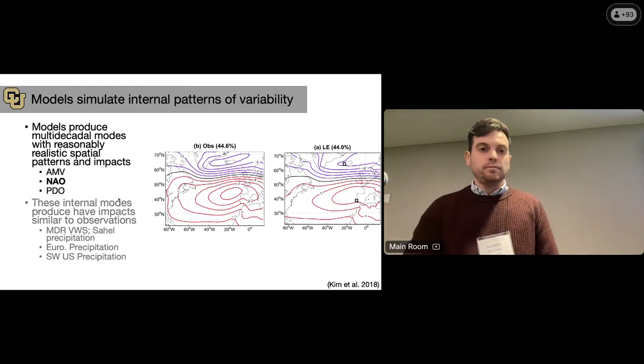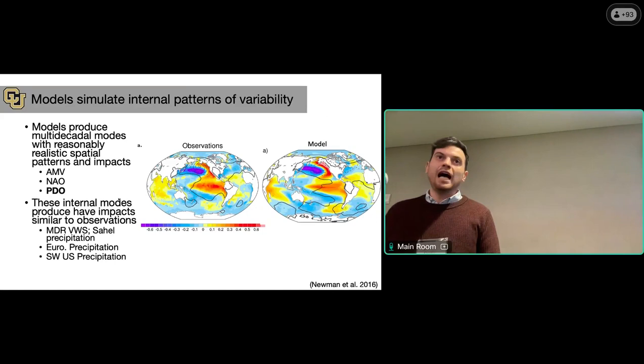And finally, models can produce something like a PDO. Observations are on the left and a model is on the right. They're not always perfect, but they can produce something that looks a lot like the observed PDO. So, you know, models, good for you. You can do something like observations. We're really happy about that.